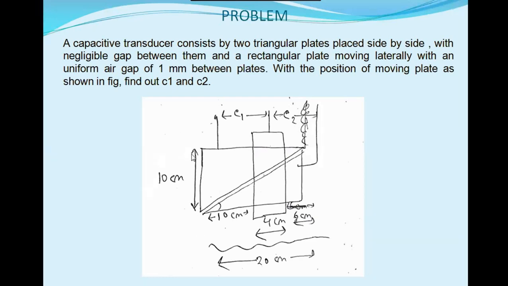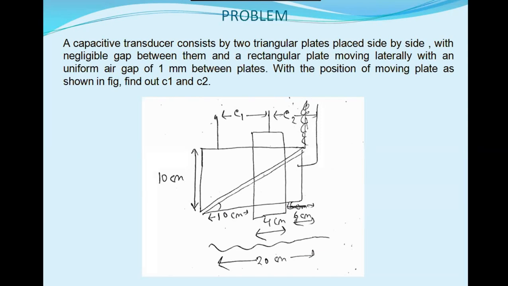This triangular plate is given as 10 centimeters, and this is 10 centimeters, and the total length is given as 20 centimeters. So it is divided in this way. As the moving plate is moved to the right-hand side and placed in this position, this is 10 centimeters, this is 4 centimeters, and this is 6 centimeters. So the total is 20 centimeters. Now you have to calculate C1 and C2.